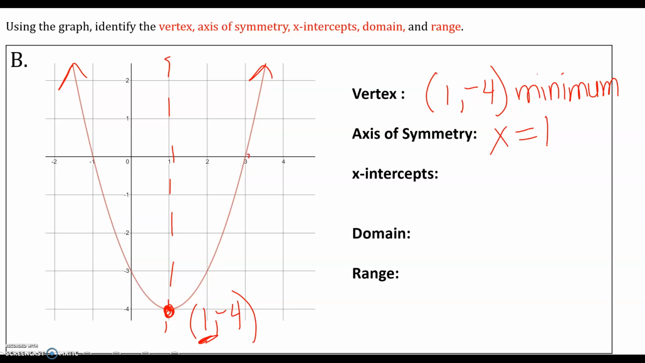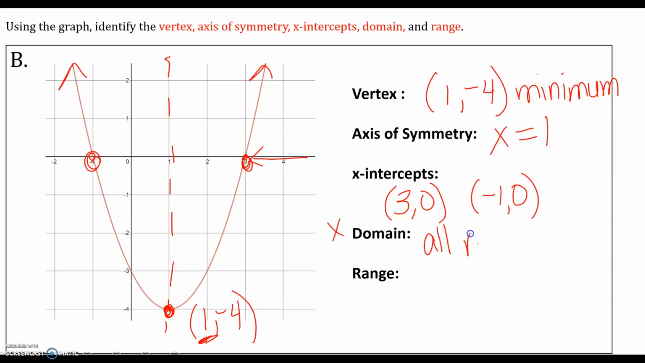The x-intercepts are where your graph crosses your x-axis, so you got 2 here. And it looks like this one is what? 3, 0. The other one is what? -1, 0. So the domain, again, is all your x values. It's going to be all real numbers again.